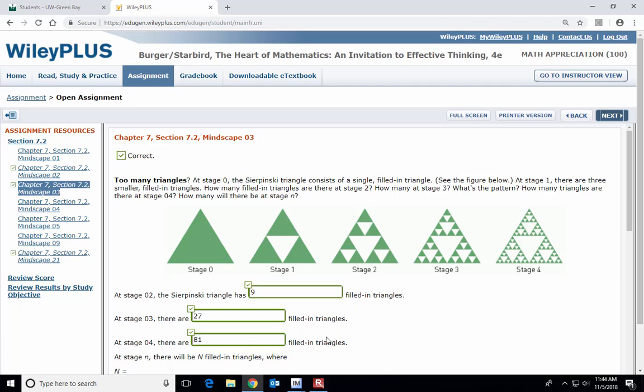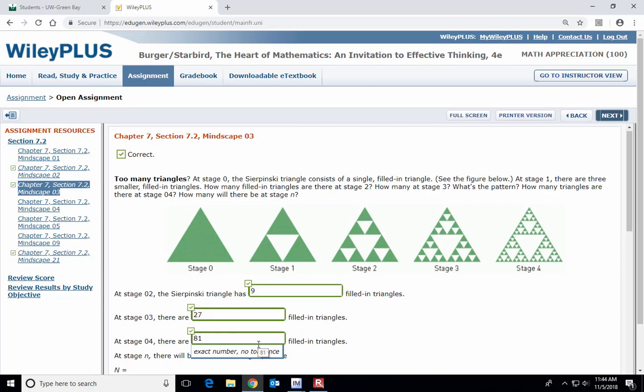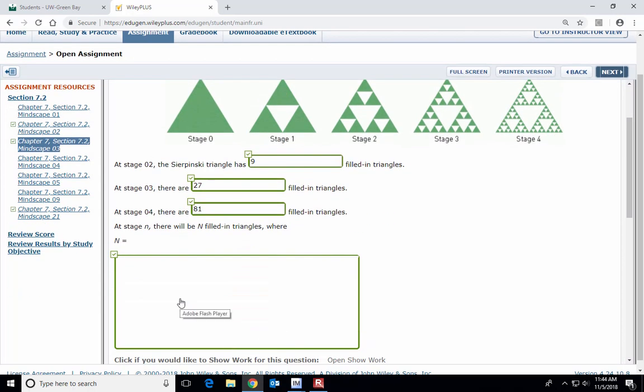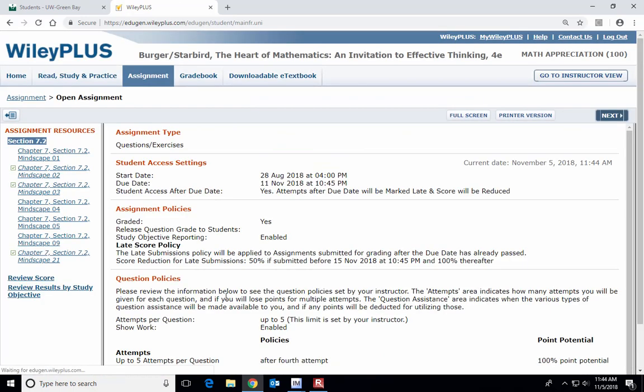So for example, 3 squared is 9, and that goes with stage 2. 3 cubed is 27, and that goes with stage 3. 3 to the 4th is 81, and that goes with stage 4. So you can put 3 to the n here. So when you type this in, type 3 raised to the n power.